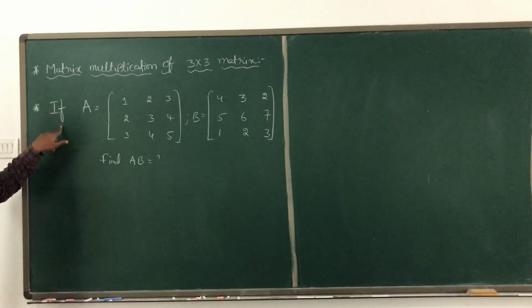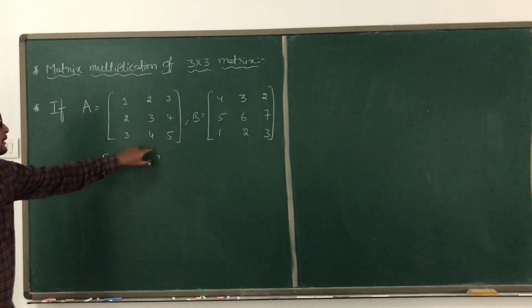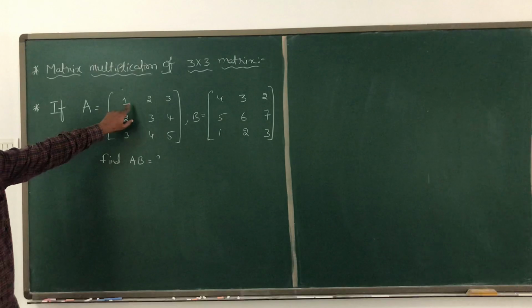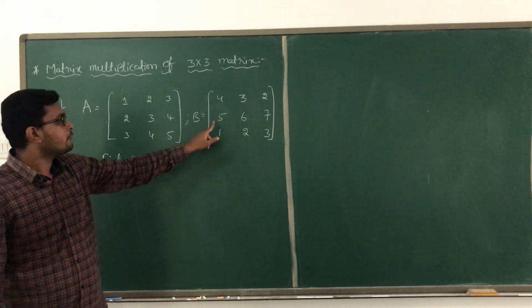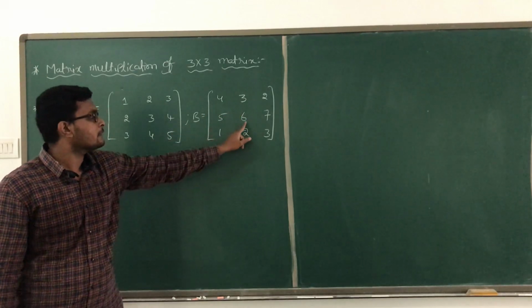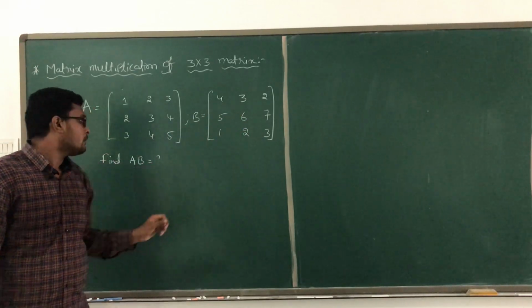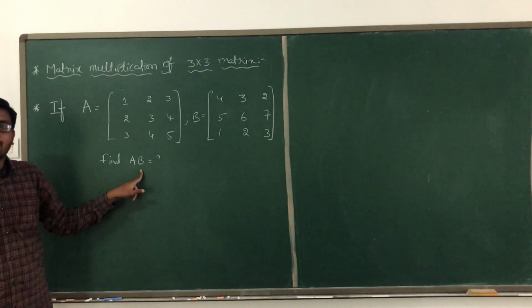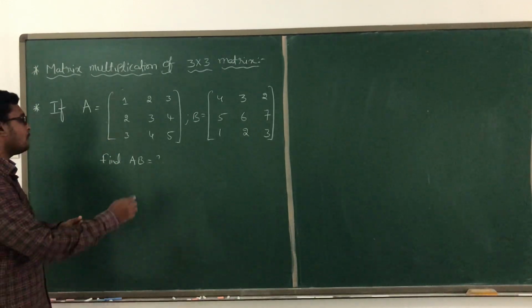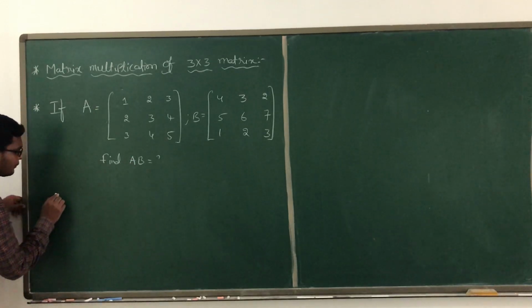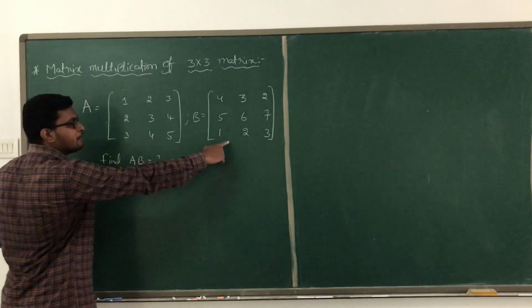Let us see how the question will be asked and how you are going to solve it. If A is the matrix 1, 2, 3, 2, 3, 4, 3, 4, 5 and matrix B is 4, 3, 2, 5, 6, 7, 1, 2, 3, then find AB. What is it telling? Find AB. AB in the sense of multiplication. A into B we are going to find. He has given the A matrix and the B matrix.